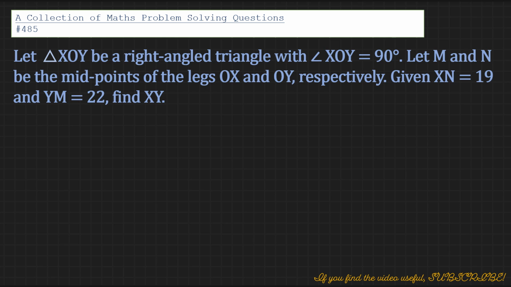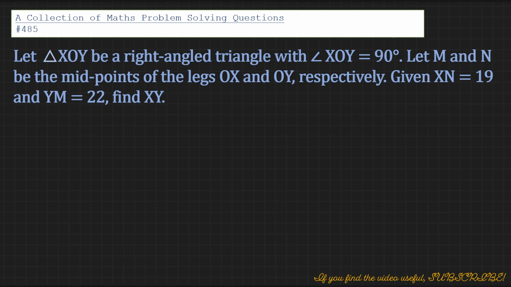Let triangle XOY be a right angled triangle with angle XOY equals 90 degrees. Let M and N be the midpoints of the legs OX and OY respectively. Given XN equals 19 and YM equals 22, find XY.